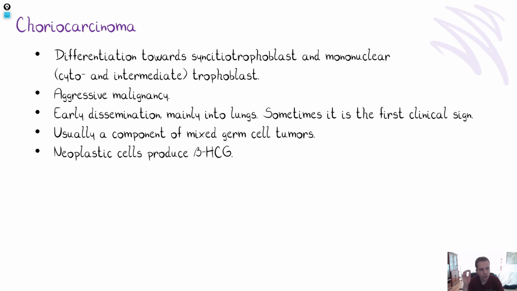And choriocarcinomas are usually a component of mixed germ cell tumors. The pure choriocarcinoma is quite rare. And similar to yolk sac tumor, the choriocarcinoma cells also produce something. In this case, they produce beta-hCG, beta human chorionic gonadotropin, and it can again be a diagnostic clue.